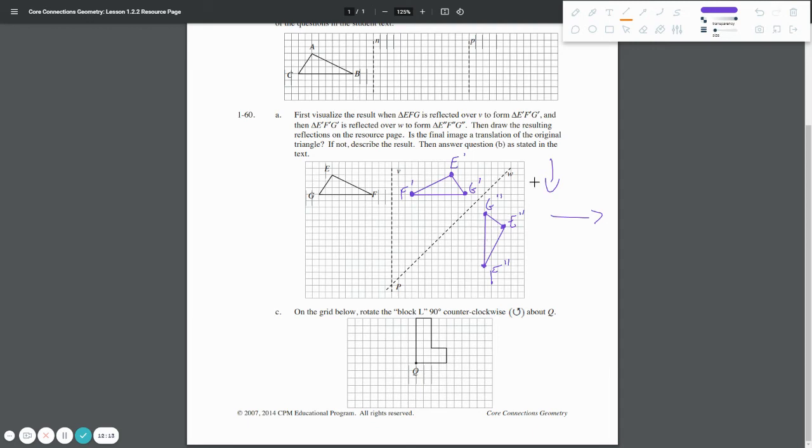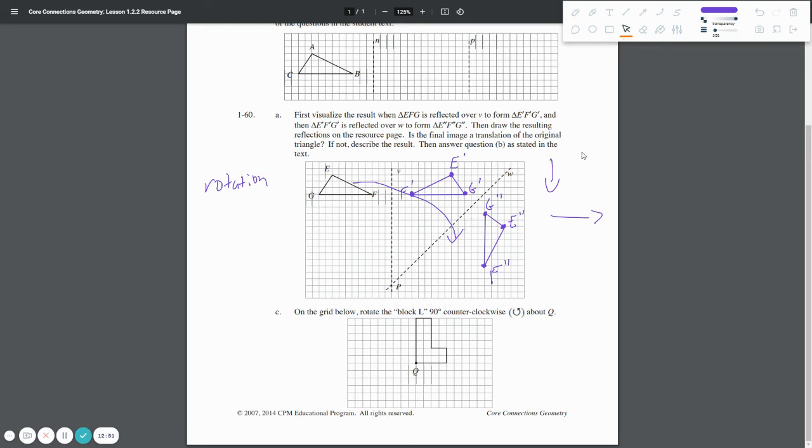So going back to the original question, is the final image a translation of the original triangle? In other words, to get from EFG to E double prime, F double prime, G double prime, is that a translation? Well, remember, translating is only moving or sliding an object. But going from here to here doesn't look like it's a slide. So it's not a translation. Instead, it's turning, right? And this is specifically what we call a rotation. It is a rotation.